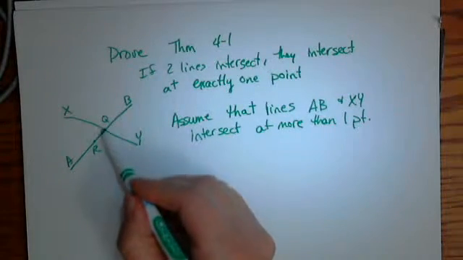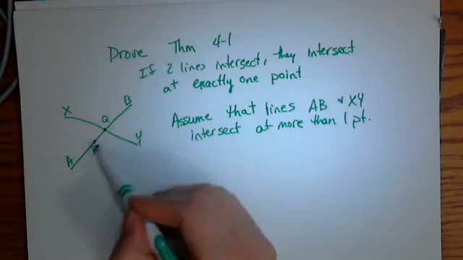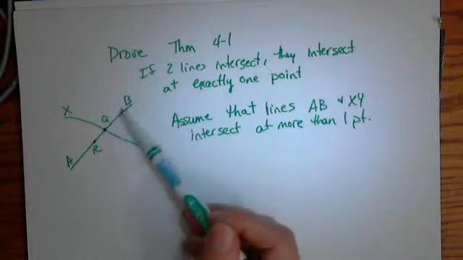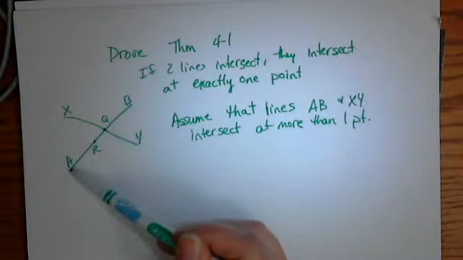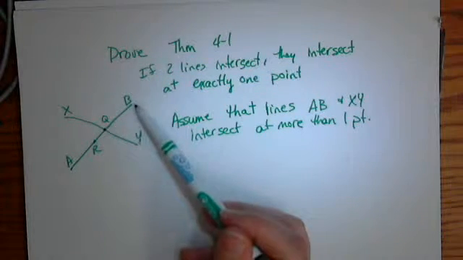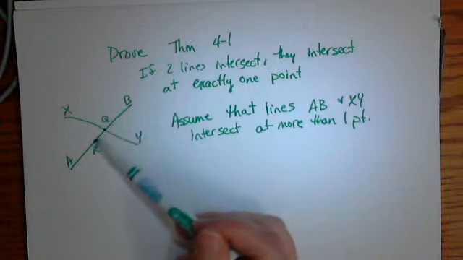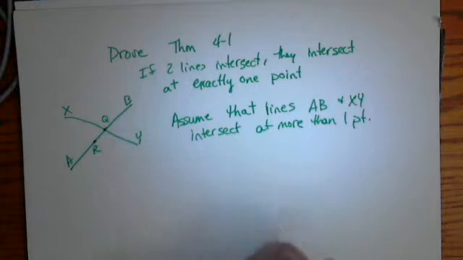So if I have points Q and R, those are 2 points that can only go through one line. So if XY is not exactly the same as AB, then it can't go through 2 different points.